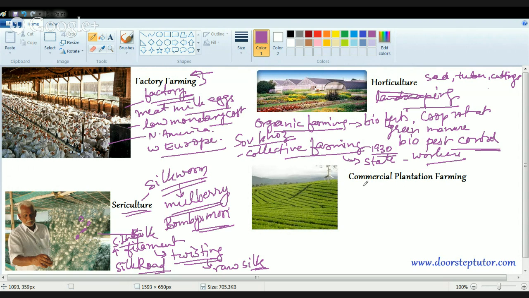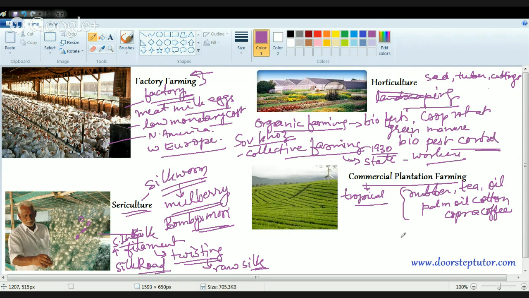The next is plantation agriculture. Plantation agriculture was brought mainly by the British into the countries of Asia and Southeast Asia, common in tropical and subtropical regions. The major crops are rubber, tea, palm oil, cotton seeds, copra and coffee. The commercial plantation was basically owned and operated by foreign ownership. They have large estates of land. It is a highly capitalized and highly centralized system.